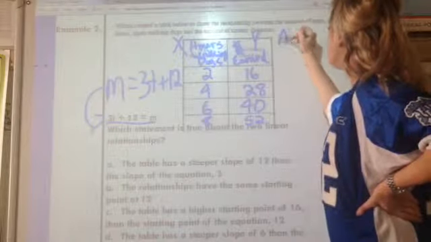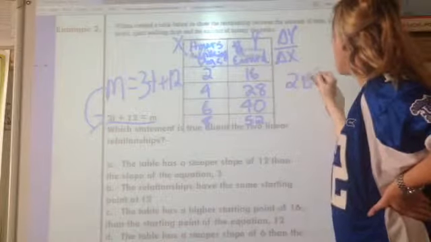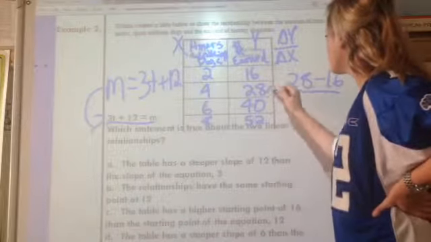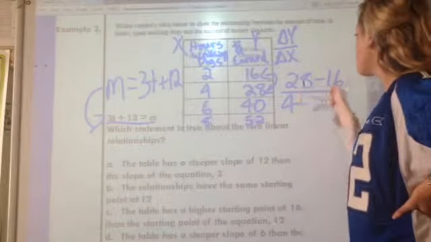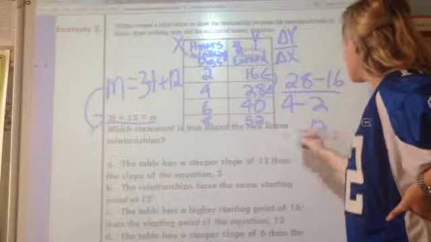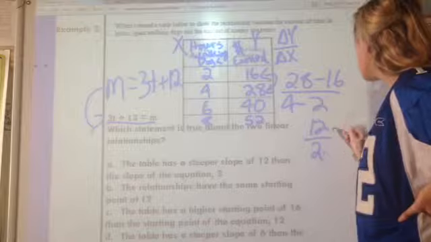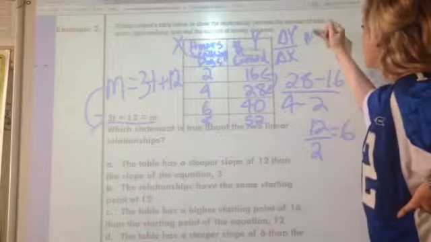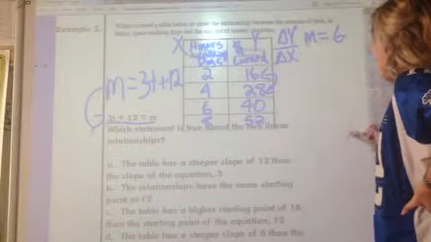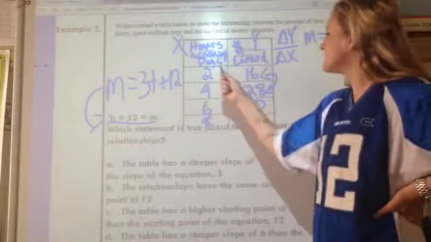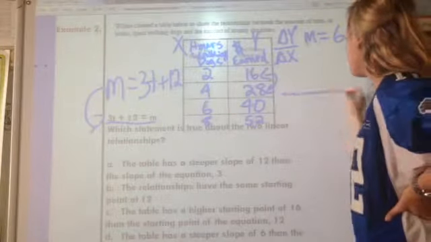Before I can compare these, I need to write an equation for my table. So again, change in Y over change in X. So I'm going to have 28 minus 16, again just taking my two values here, over 4 minus 2. 28 minus 16 is going to leave me with 12, and 4 minus 2 is going to leave me with 2. 12 divided by 2 is going to leave me with 6. So I know the table is going to have a slope of 6. Now I just need to figure out my y-intercept. I look at my table and I see that it doesn't show me where x is 0. So I need to figure that out for myself.